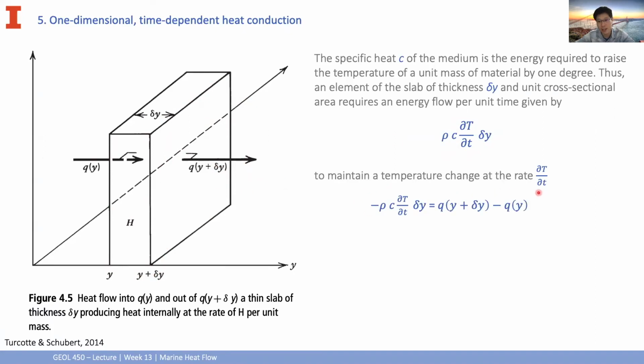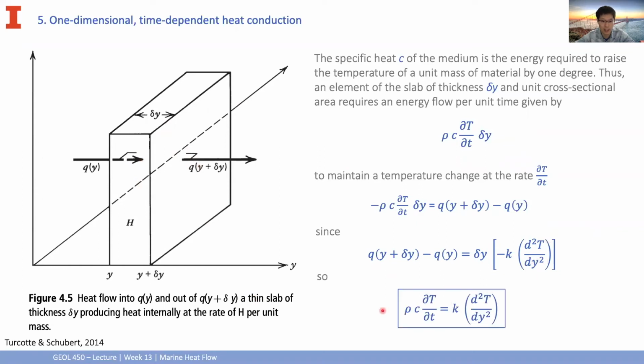To maintain the temperature change at a rate of this value, we need the difference of the heat flux from this surface to the other to equal the energy required to make this thin slab have a temperature change in a given time. So with this equation, and since we know the difference of the heat flux will equal the second derivative of the temperature on the distance, we can get this equation. This is the time-dependent heat conduction equation. So this describes that the temperature change rate is proportional to the second derivative of temperature on distance.